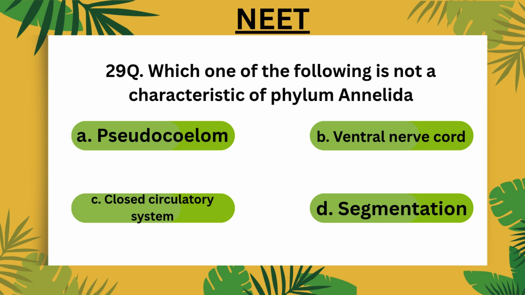Twenty-ninth question. Which one of the following is not a characteristic of phylum Annelida? A. Pseudocoelom. B. Ventral nerve cord. C. Closed circulatory system. D. Segmentation.